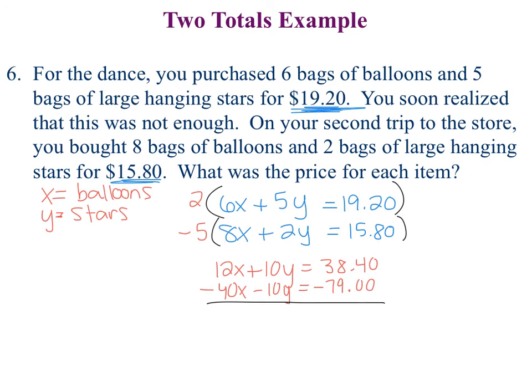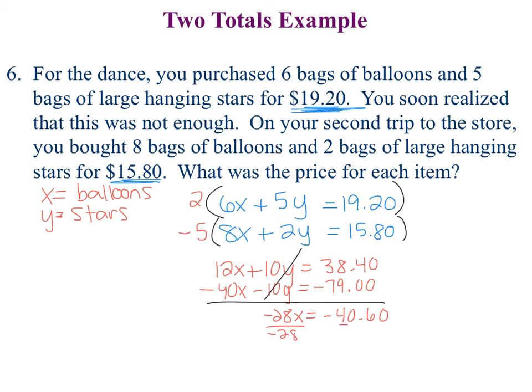Alright, so whenever I multiply the entire top and bottom, I should end up with 12x plus 10y equals 38.40, and then negative 40x minus 10y equals negative 79. So from there, you're going to be able to eliminate your y's and continue solving for x.